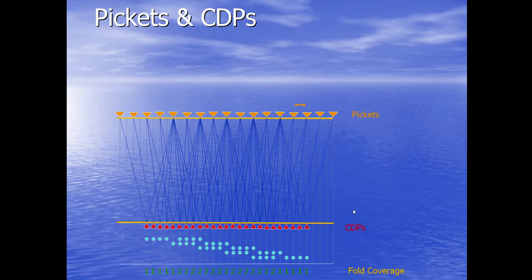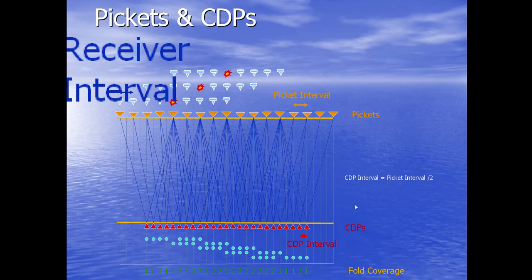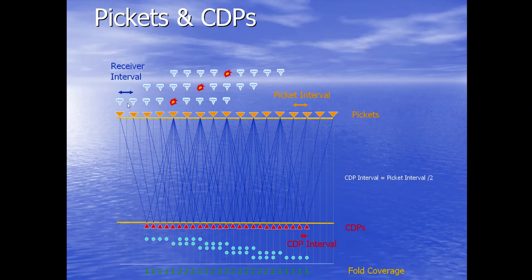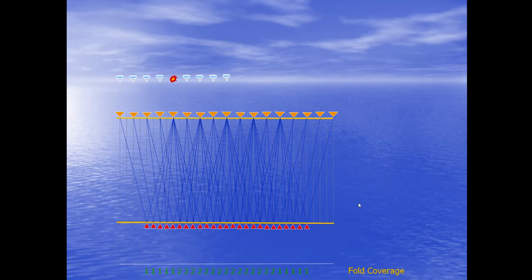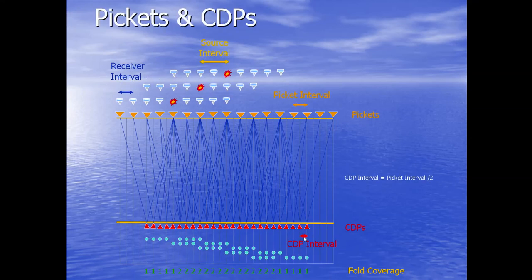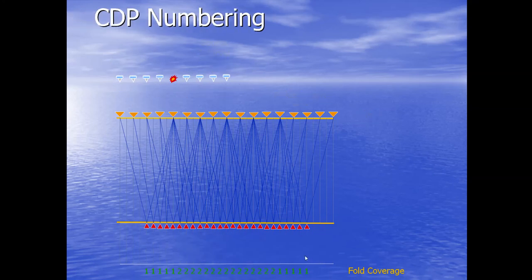So just the example of picket interval, geophone interval, and source interval. You can see this is a receiver interval. We can calculate this: the source interval is 2 times the receiver interval, and the picket interval is normally called the receiver interval. Another thing I want to tell you: the CDP interval, or CMP interval, is half of the picket interval.